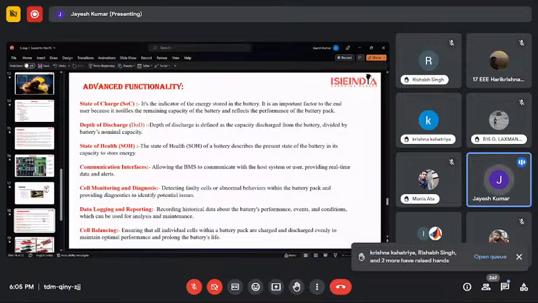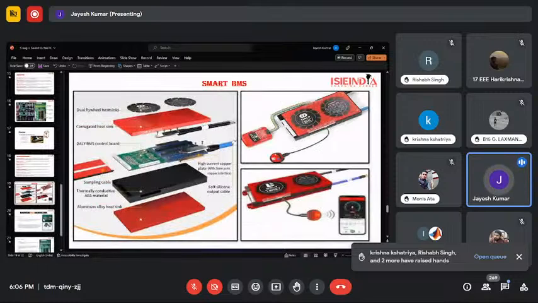We can see the monitoring on the depth of discharge of the battery also. Communication interference, I already explained about that. Cell monitoring diagnosis means a fault diagnosis is easily possible in the smart BMS. So this is another picture of smart BMS.